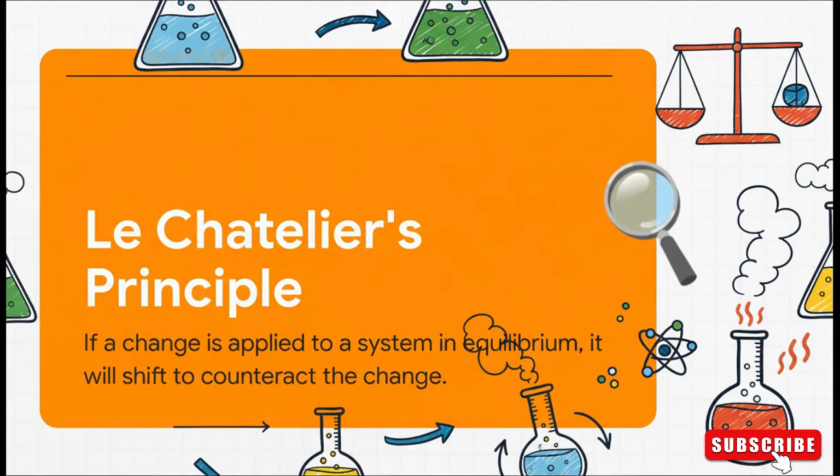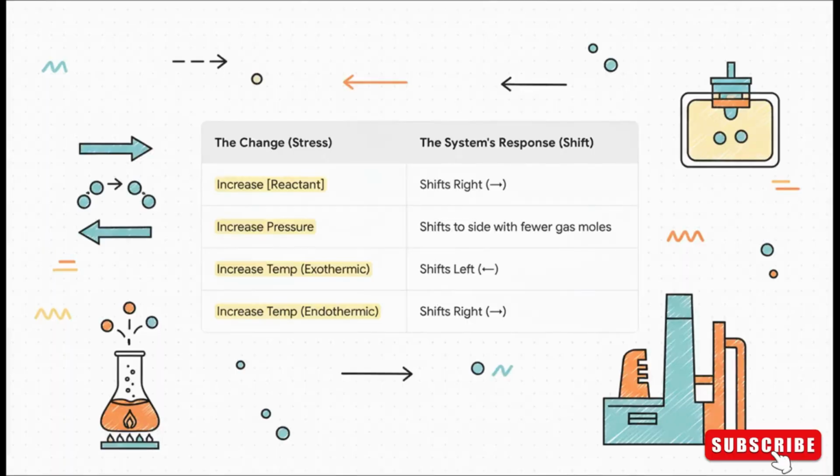So if you come along and apply some kind of stress, like you change your concentration or the pressure or the temperature, the system is going to fight back. It will literally shift its position to oppose whatever you just did, trying to get back to a new state of equilibrium. Let's run through a few examples.